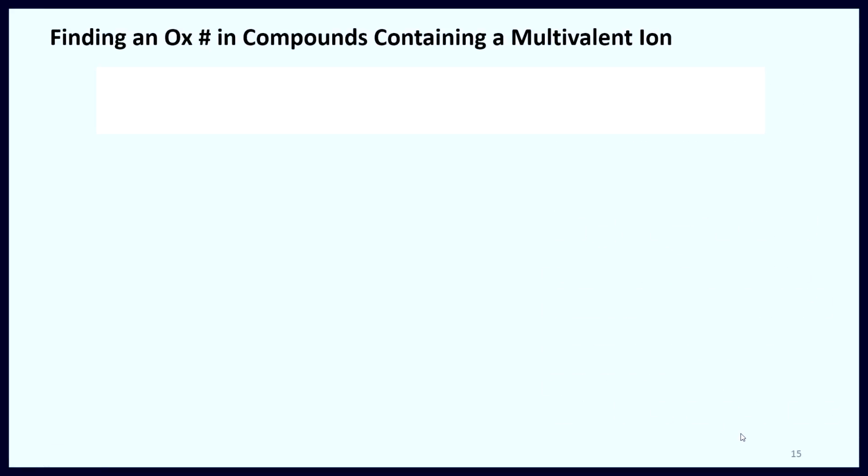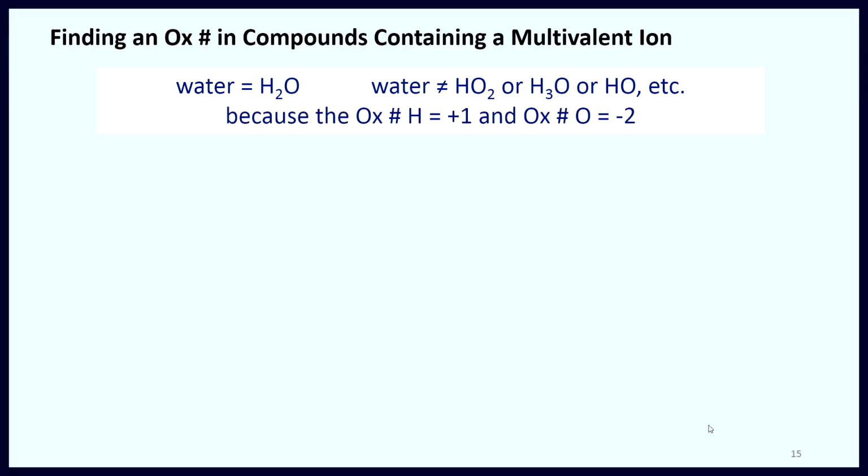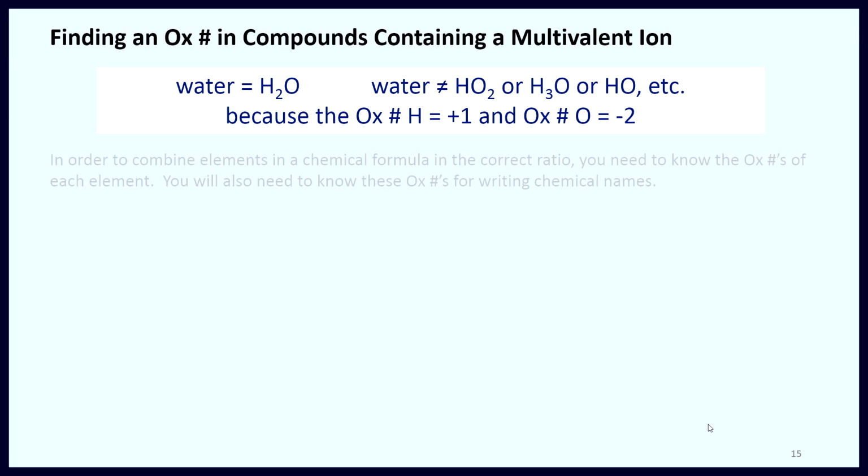All right, we next have to learn how to find the oxidation number in compounds that contain a multivalent ion. A multivalent ion is one that has more than one oxidation number. So, for example, a simple example to start with, water, H2O. It's not HO2, it's not H3O, it's not HO, etc. Why? Well, because the oxidation number of hydrogen is +1 and the oxidation number of oxygen is -2. We can work it out.